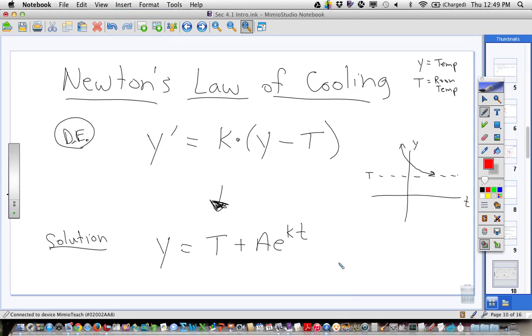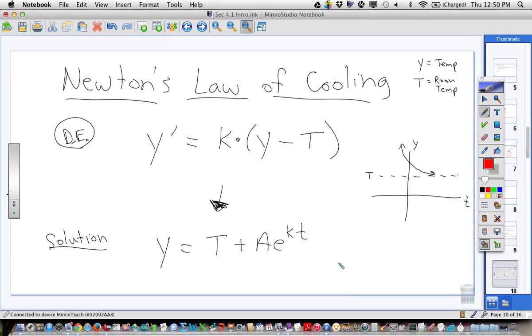Because what we want to know, I mean, let's say we have a cup of coffee sitting on the table out here and it's cooling in this room. We want to know how hot is it after 10 minutes? How long will it take to get it down to 80 degrees? Those are the kind of things we want to know. And so we need the input variable, little t, the time element, because that's not in the differential equation. So we need the solution to the differential equation to work with.